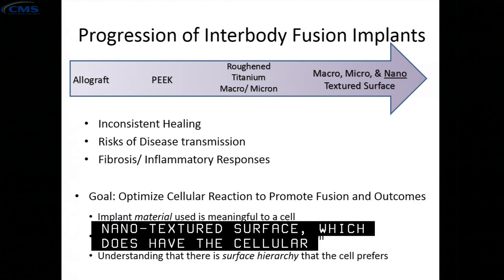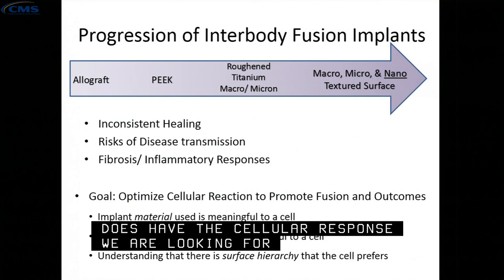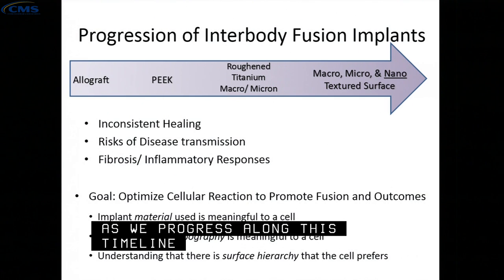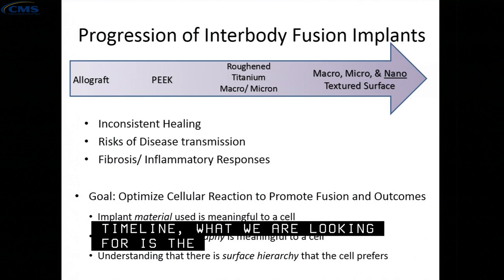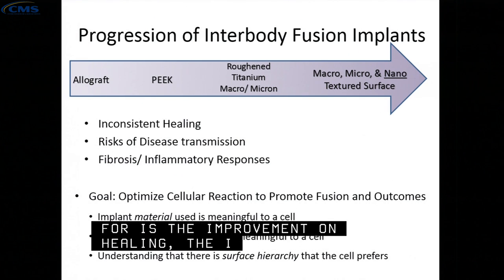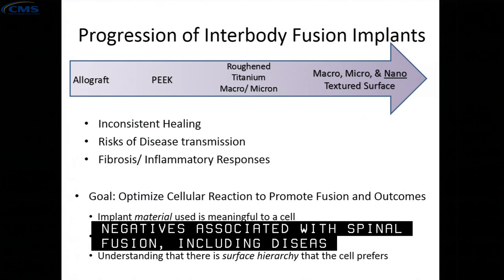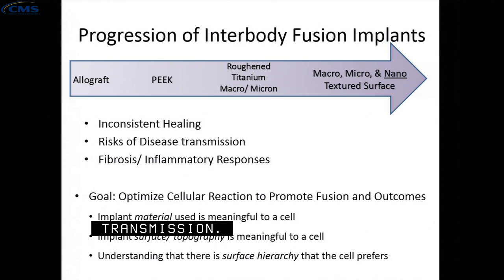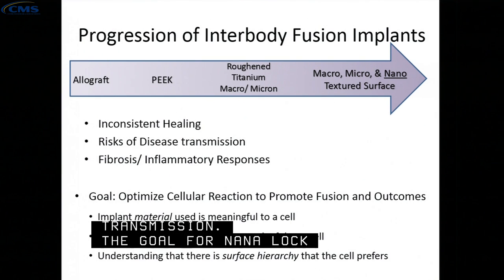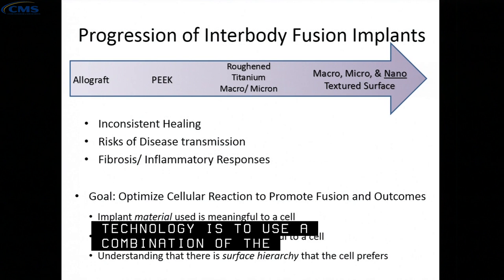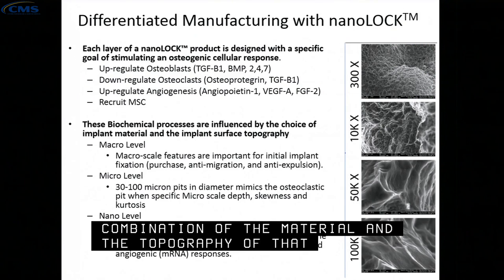As we progressed along this timeline, what we're looking for is the improvement on healing, and improvement of basically all the negatives that have been potentially associated with spinal fusion, including disease transmission, because allograft is a tissue, and inflammatory responses associated with polyether ether ketone. The goal for nano-lock technology is to use a combination of the material and the topography of that material to create that surface hierarchy that the cell prefers. So let's talk about that for a second.